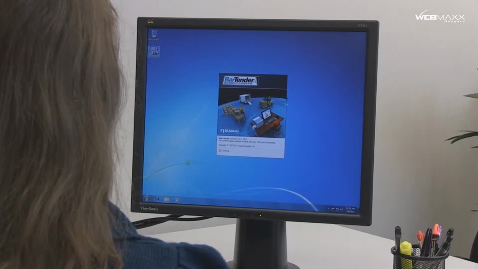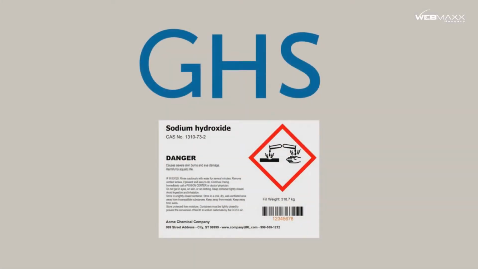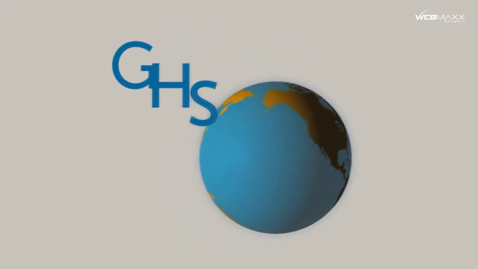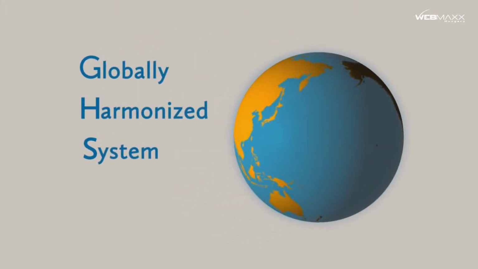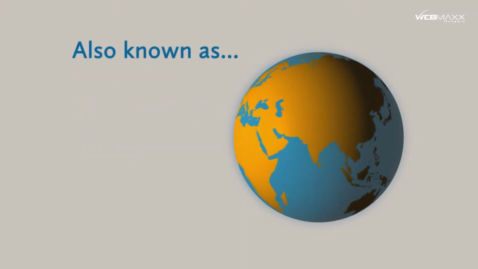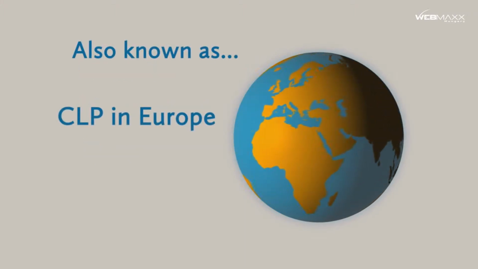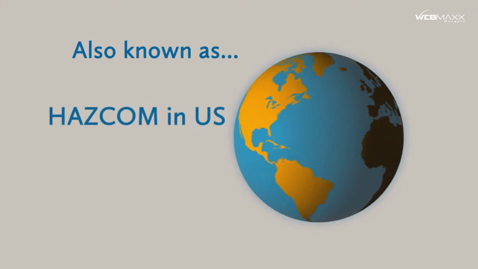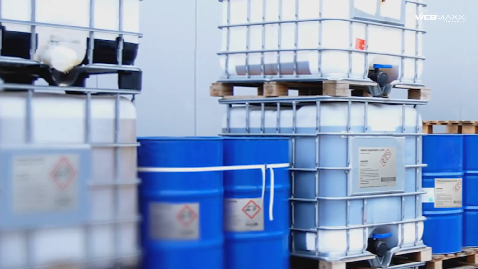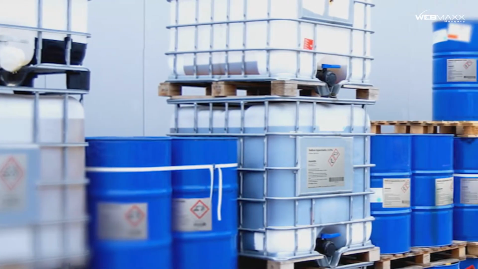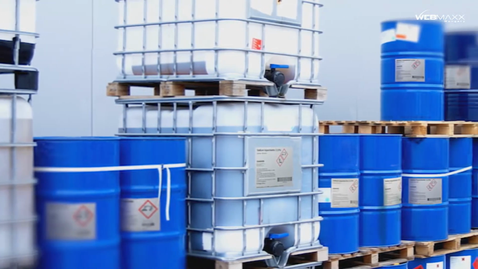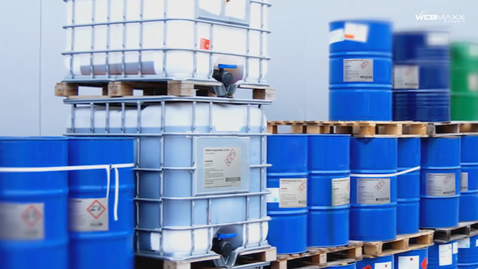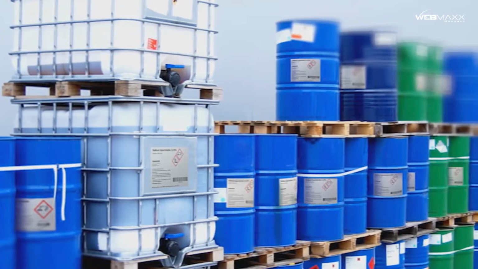In this video, you will learn how to create a GHS-compliant label using Bartender. GHS labeling stands for the Globally Harmonized System of Classification and Labeling of Chemicals. It is also sometimes called CLP in the European Union and HAZCOM in the US. This system is used to provide a visual means of identifying chemicals, their hazards, and safe handling methods that can be understood by chemical handlers around the world.